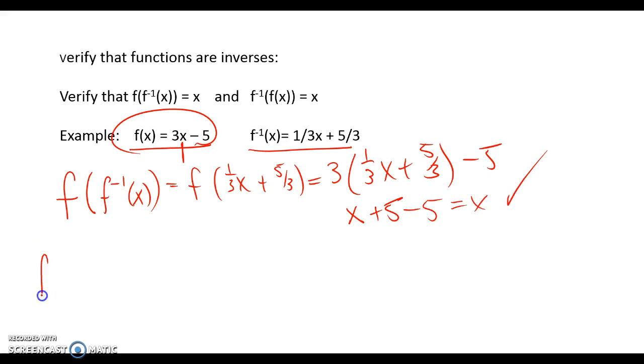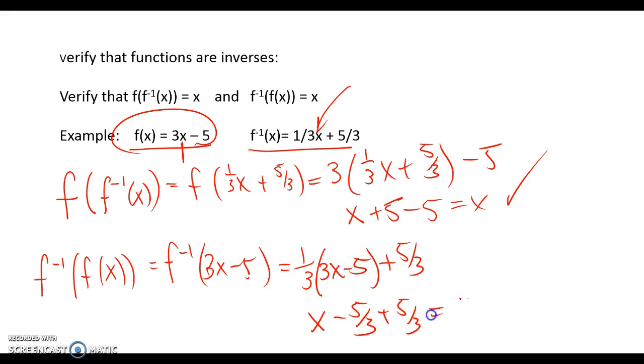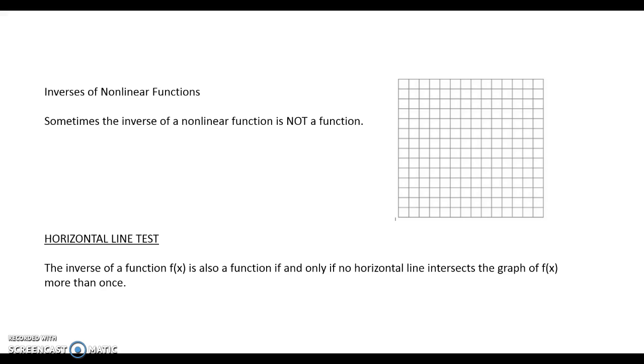Bam. All right, let's try this one. Now we're going to say the inverse of f of x. So now the input to the inverse will be 3x minus 5. The inverse says take my input, multiply it by 1/3, and add 5/3. So 1/3 times the input plus 5/3. 1/3 times 3x is x, minus 5/3 plus 5/3 equals x. We just verified that those functions are inverses.